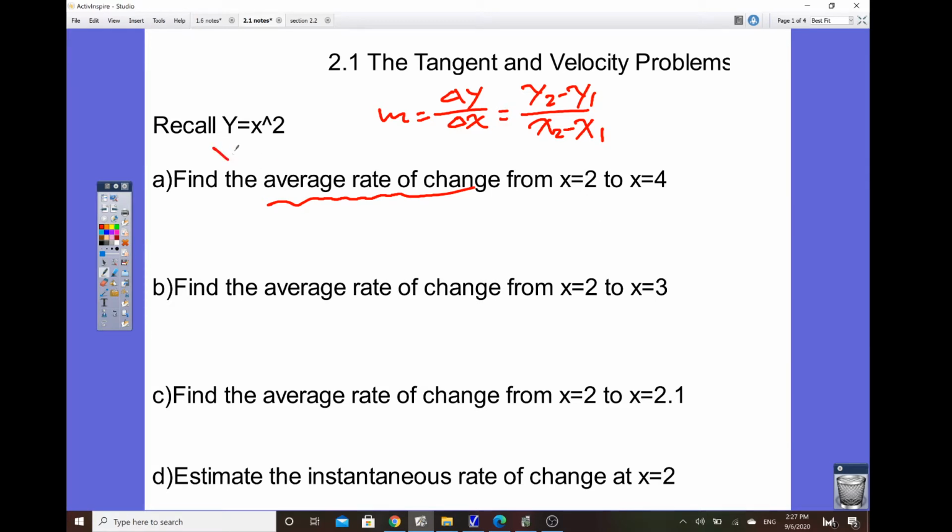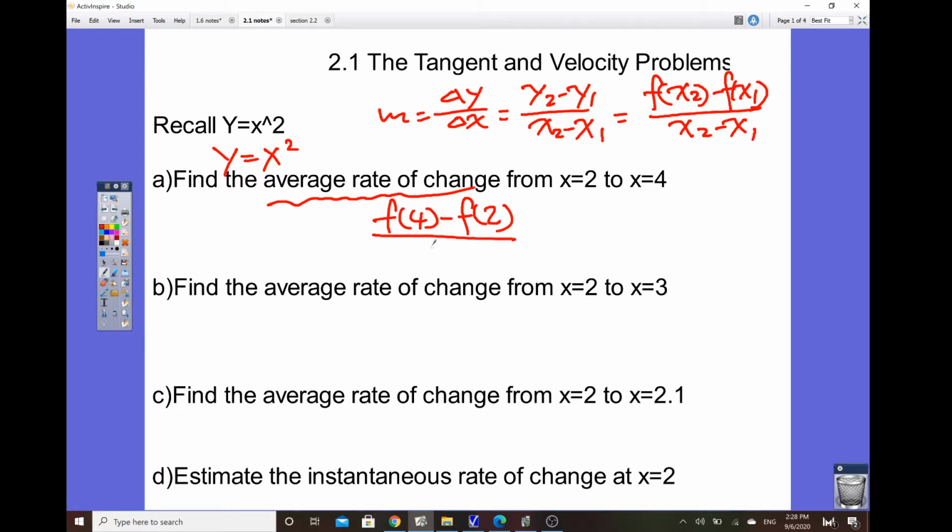For this one, the function we have is y equals x^2, the little caret means the power sign. So what we got is f of 4. Another way you can express that is f of x2 minus f of x1 over x2 minus x1. So f of 4 minus f of 2, divided by the quantity 4 minus 2. f of 4, so 4 squared is 16, and 2 squared is 4. 4 minus 2 is 2. So 16 minus 4 is 12, over 2, that would be 6. So the average rate of change from 2 to 4 is 6.